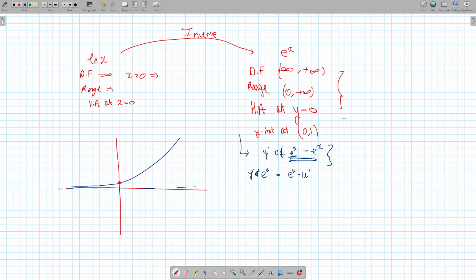Why is this function increasing? If you want to know why, what's the derivative of e to the power of x? E to the power of x. What's our domain? Negative infinity to positive infinity. Try e to the power of negative 100, you're going to get a positive number. Try e to the power of 50, you're going to get a positive number. You're going to keep on getting a positive number, so your derivative is always positive, so your function is always increasing.